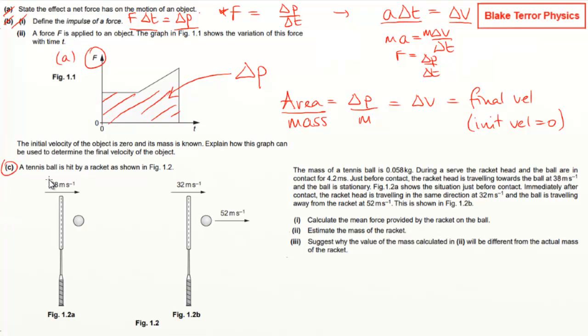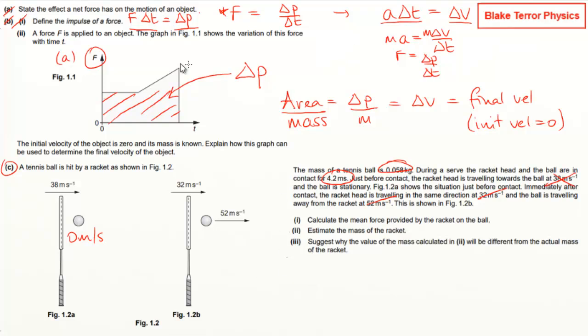All right, part C. A tennis ball is hit by a racket, as shown here. Let's see what's in the text that isn't in the picture they've given. They've given us the mass of the tennis ball there, 0.058. And they've given us the contact time. Just before contact, the racket head is moving. They've given us that. The ball is stationary, right? So the ball is starting at rest. Then after contact, they've given us the speeds in the picture. So that's okay, right? So calculate the mean force provided by the racket on the ball.